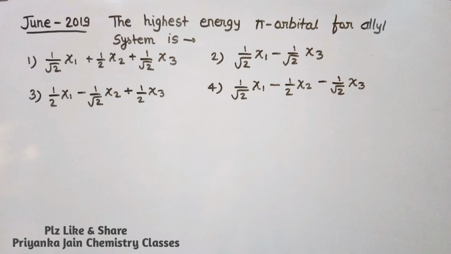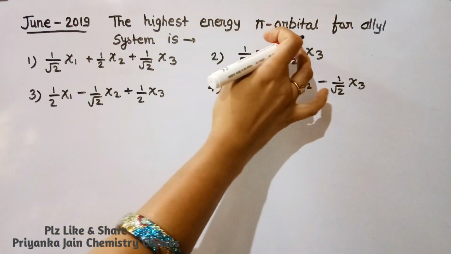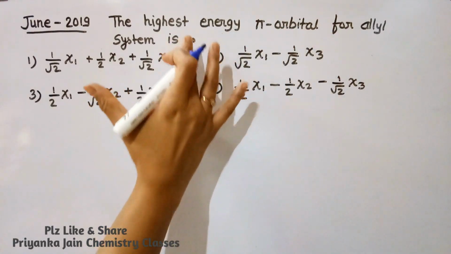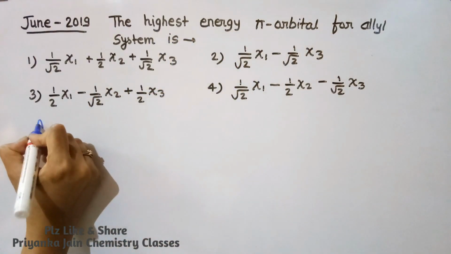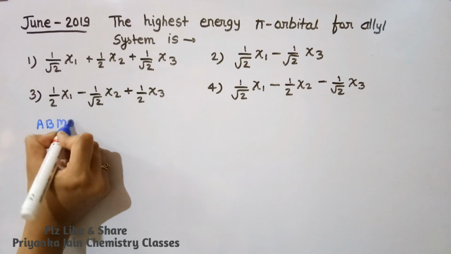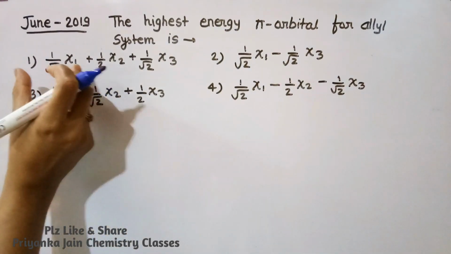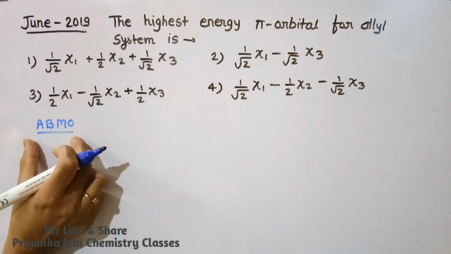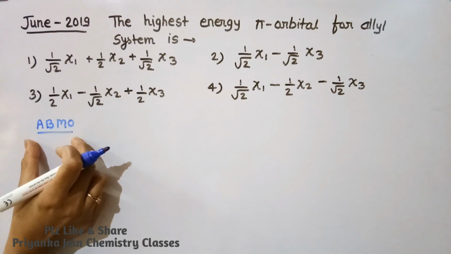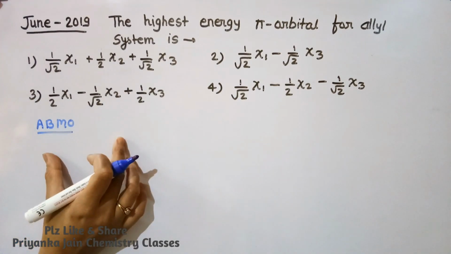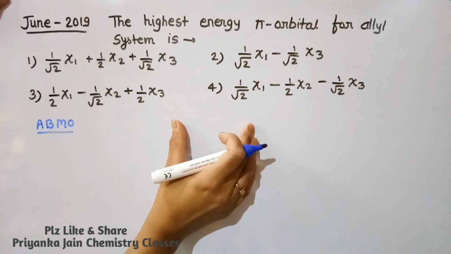Now we have to learn how to find out the wave functions for the bonding and the anti-bonding molecular orbitals. And this particular question was asked in the June 2019 question paper. Here we have been asked for the highest energy pi orbital for the allyl system. It means we have been asked for the anti-bonding molecular orbital's wave function, right? So we have to find out the coefficients for the anti-bonding molecular orbital. So we will learn here how to find out the wave functions for the allyl system.